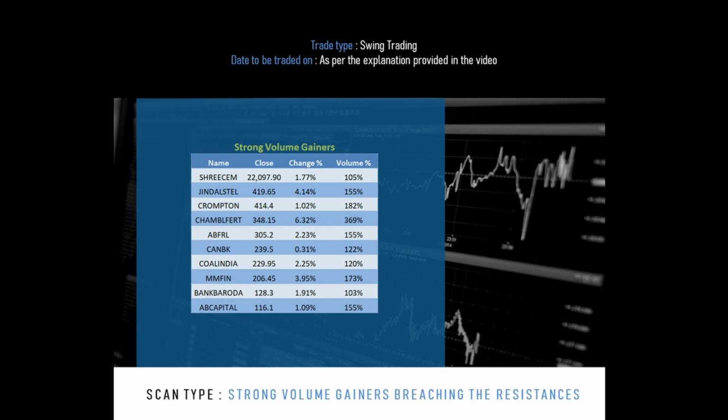Shrisam, Jindal Steel, Crompton Greaves, Jumble Fertilizer, ABFRL, CanBank, Coal India, M&M Fin, Bank of Baroda, and AB Capital. These are the stocks which have been seen having a really huge volume, and at the same time, they are breaking some of the resistances that they were facing earlier. So there are high chances that those stocks can move up further. That is the anticipation that I have made.